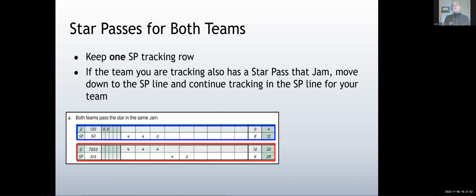If the team that you were tracking also has a star pass for that jam, you move down to the next SP line, and you continue tracking in the SP line for your team. So you have equivalent rows.